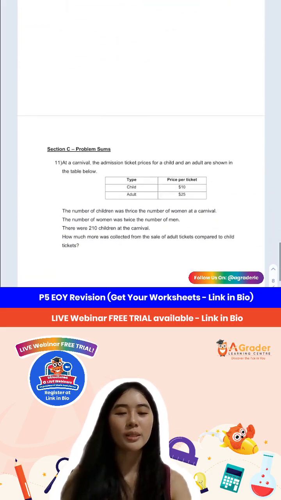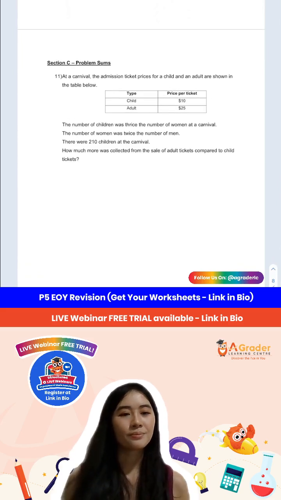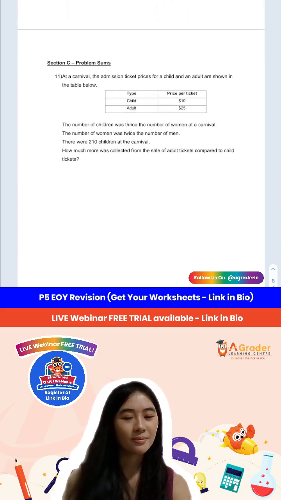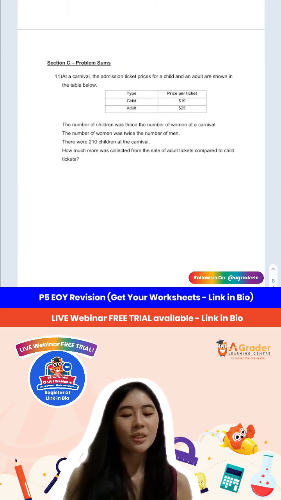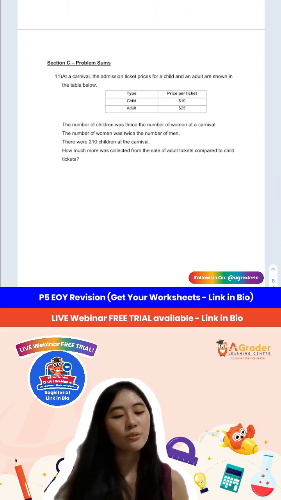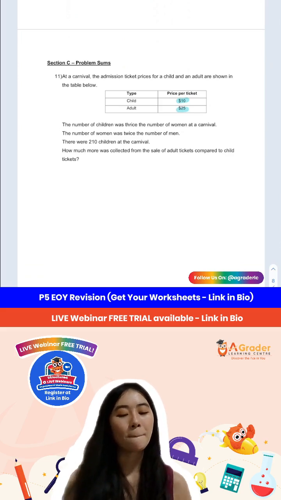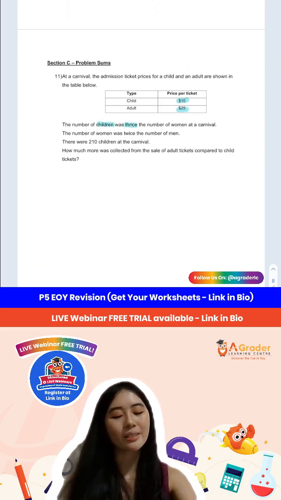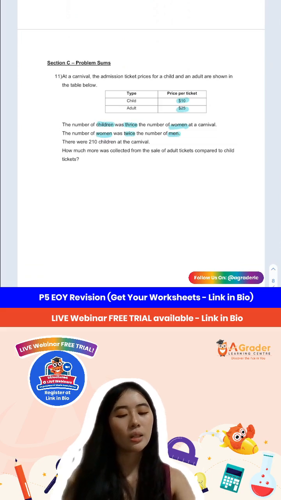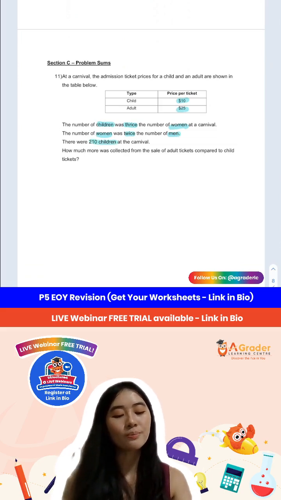Okay, let's look at our problem sum. So at a carnival, the admission ticket prices for a child and an adult are shown in the table here. For a child, it is $10 per ticket, and for an adult, it is $25 per ticket. So the number of children was thrice the number of women, and the number of women was twice the number of men. There were 210 children. We're supposed to find out how much more was collected from the adult tickets compared to the child tickets.